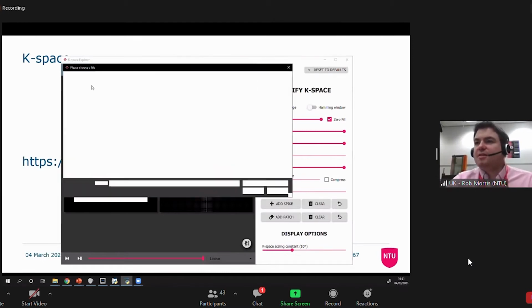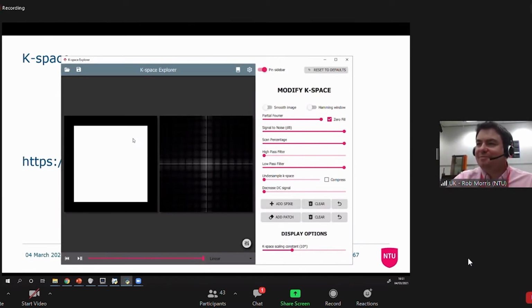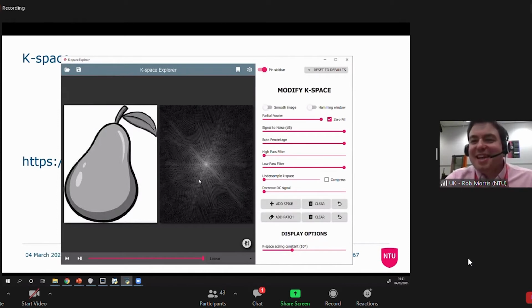Okay, so let's just pick something more exciting, like a pear. So this is the K-space of our pear. This is obviously not what it would look like if we'd scanned a pear, although if we'd taken a cross-section that way, where's my camera?